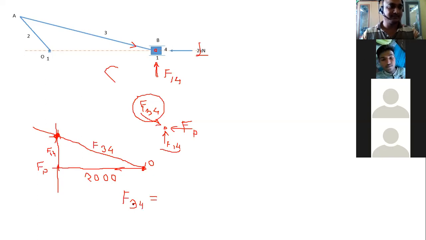I think I already mentioned the solution for this, right? This value is equal to 2.04 kilonewton or 2040 newton. You will get 2040 newton when you measure this. So once you get F34, this is F34, equal to 2040 newton. Then go to the second point.